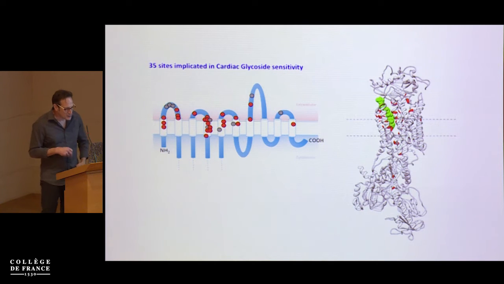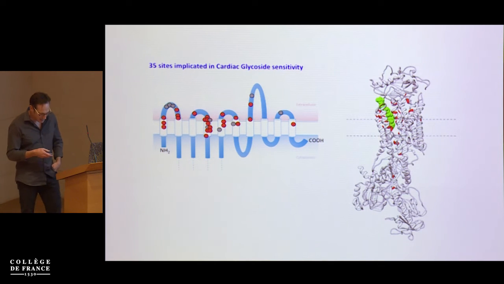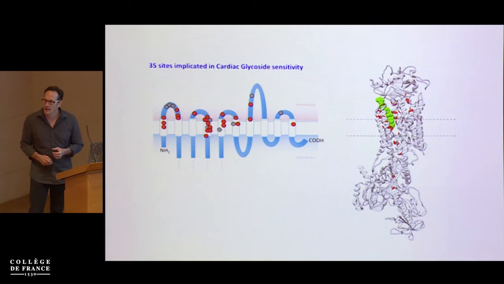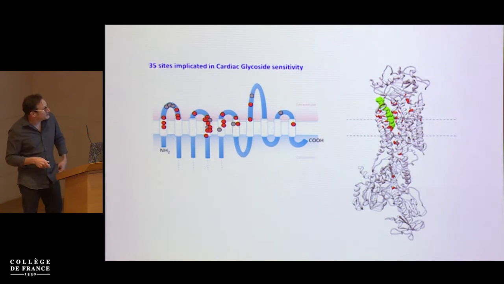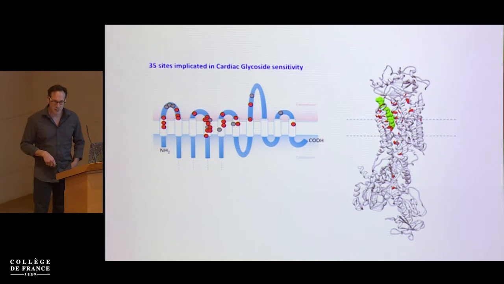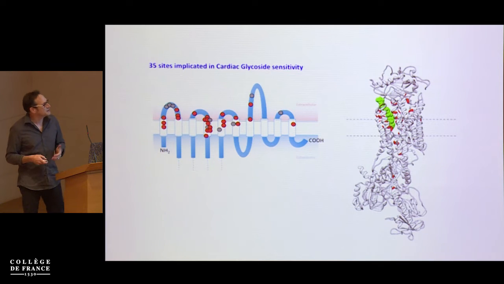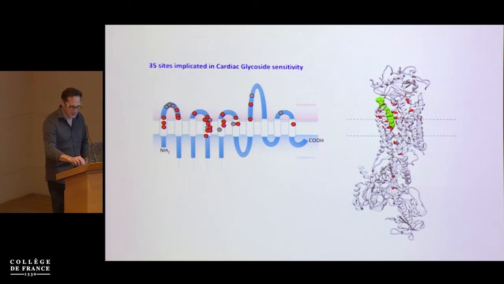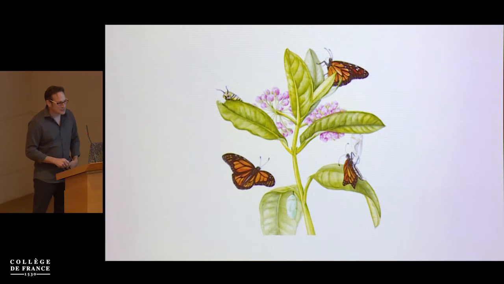Owing to its medical importance, we know quite a bit about the molecular determinants of cardiac glycoside sensitivity of sodium-potassium ATPase, including the identification of 35 sites scattered throughout the protein that have been implicated in insensitivity of the enzyme to cardiac glycosides by site-directed mutagenesis studies. More recently, there are crystal structures of sodium-potassium ATPase bound to representative cardiac glycosides. Here's an example. The cardiac glycoside is in green, and I've labeled in red these 35 residues implicated in sensitivity.